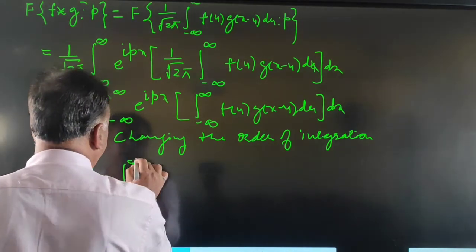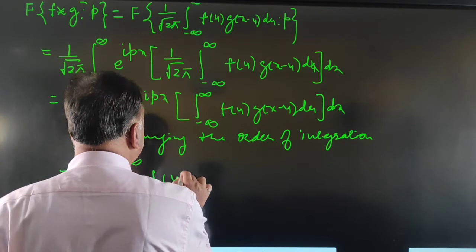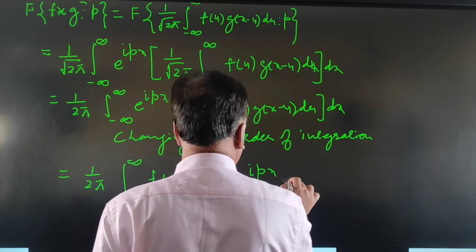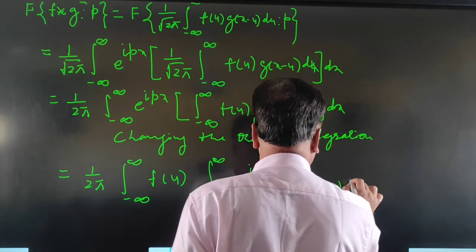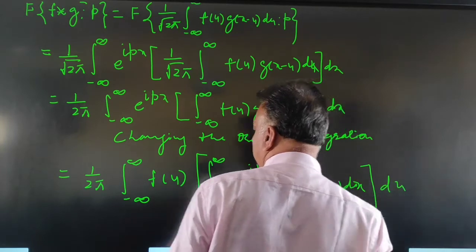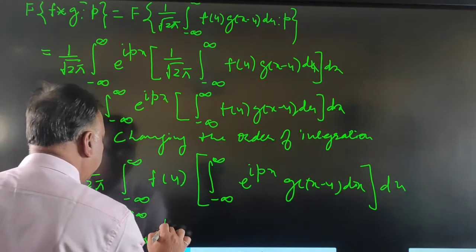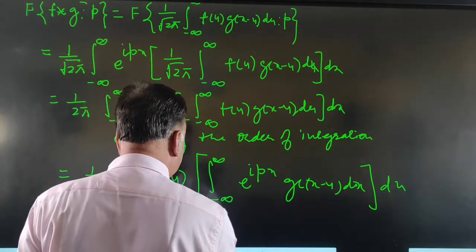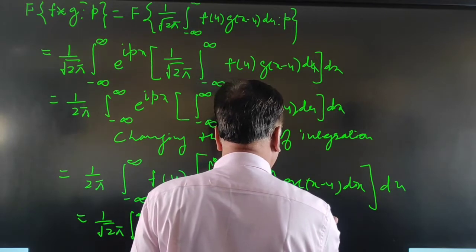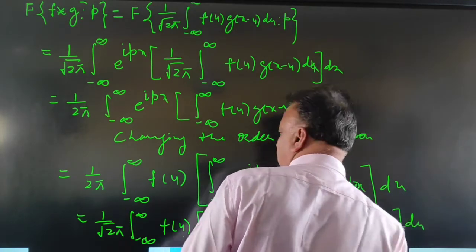integral from minus infinity to infinity. First we integrate with respect to x and then u. So we get f of u, integral from minus infinity to infinity e raised to iota px into g of x minus u dx, and then integrate it with respect to u. We can write it as 1 upon root 2 pi integral from minus infinity to infinity f of u into 1 upon root 2 pi integral from minus infinity to infinity e raised to iota px g of x minus u dx du.